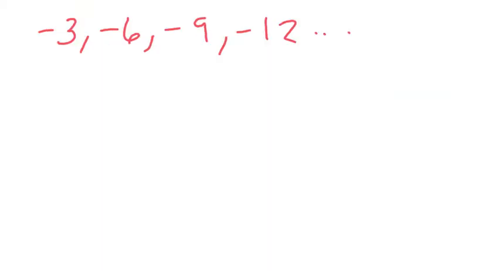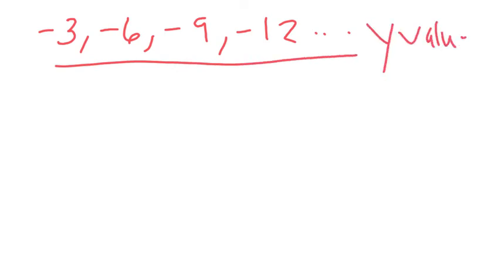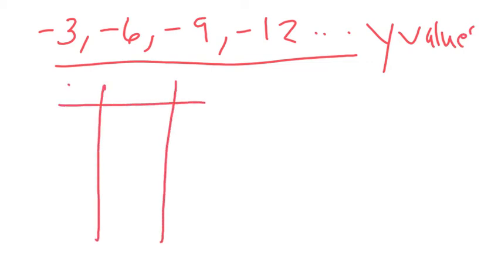Let's do another one. Remember, these are the directions that say find a function that describes each arithmetic sequence. Find a function that describes a sequence. That means these values that they have given us in the problem are y values. So we're going to make our input-output table. Remember to make it a little bigger with a middle.